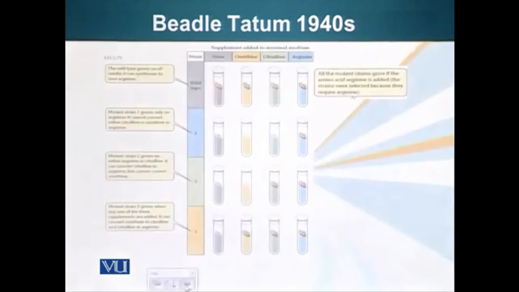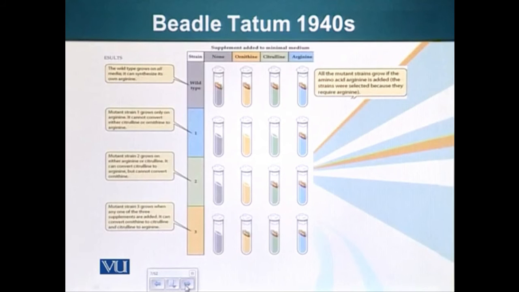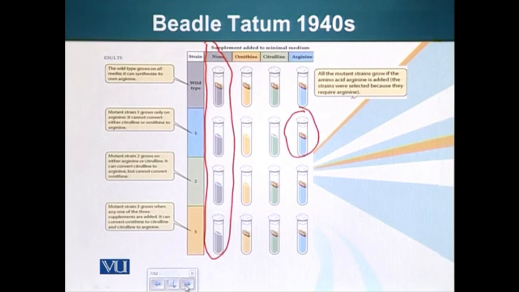Here is a photograph of their experiment. You can see the wild type. It can grow in minimal media in which no additional supplements are added, and wild type can grow even if additional supplements are added. There's strain number 1, or mutant strain number 1. It could not grow unless arginine was provided. Even the products ornithine and citrulline, which are intermediates in the arginine biosynthetic pathway, could not recover these mutants.